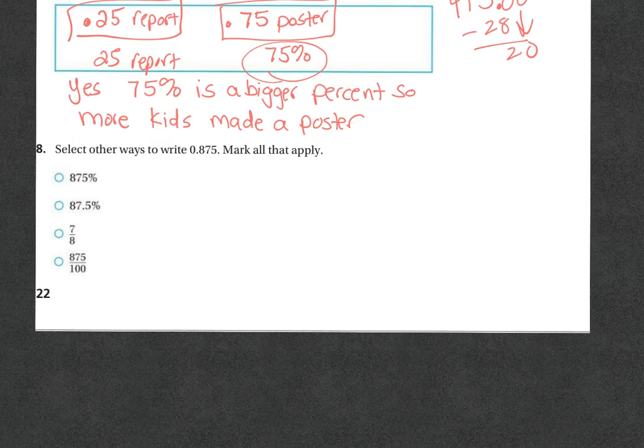So select other ways to write this. Well, to make this a percent, I move it over 2. So it's going to be 87.5%. So this one is going to be true. The next one is 7/8. Well, if I do 7 and then divide by 8, I'm going to actually get 87.5. So those are going to be my two answers.